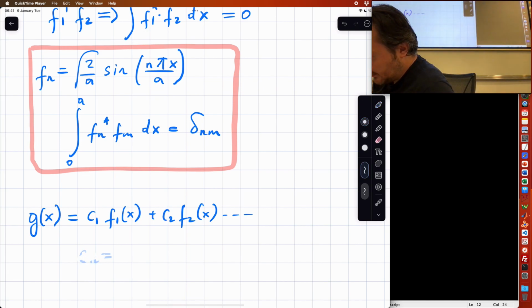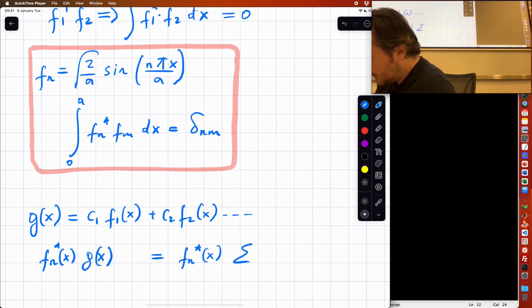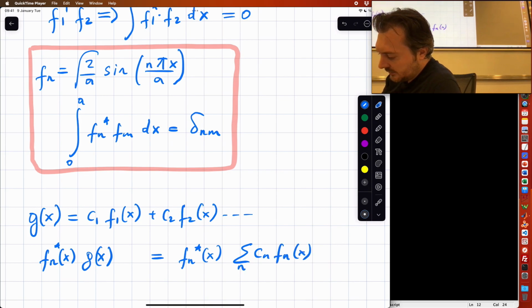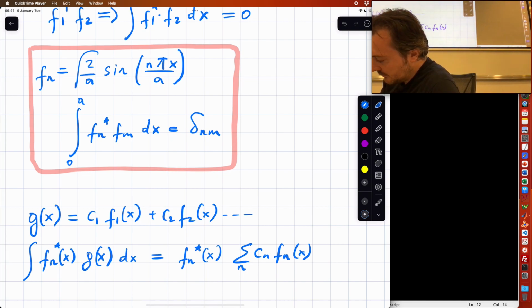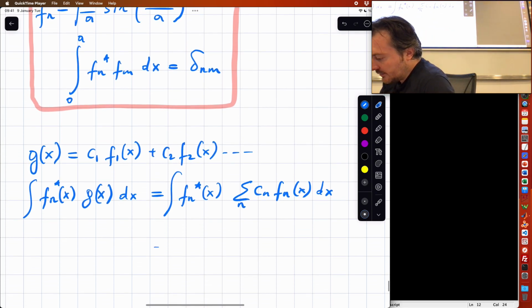Let's do it actually. Let's multiply both sides with fn from the left. So let's say I'm multiplying fn star gx equals fn star times the sum of cn fn, right? And I'm going to integrate. What do I get over here?